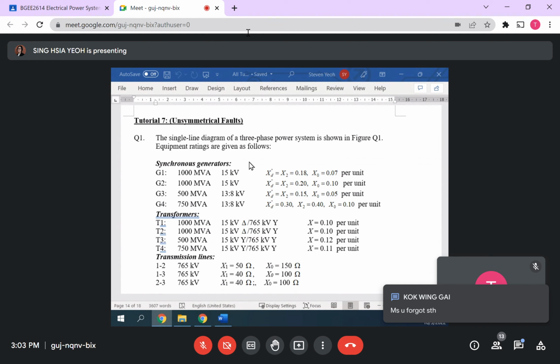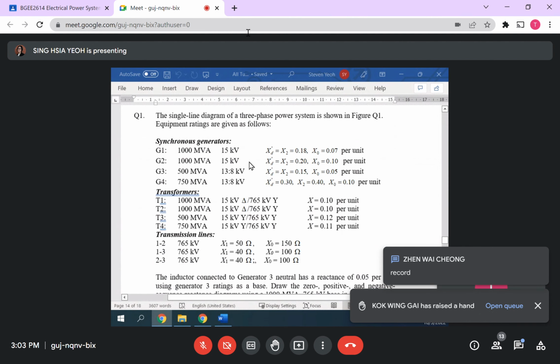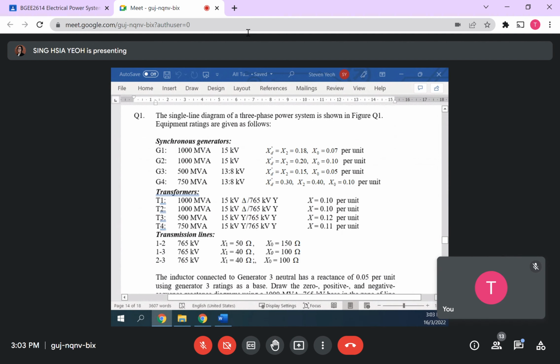So about the asymmetrical fault. The single line diagram of a three-phase power system is shown in figure Q1. The equipment rating.